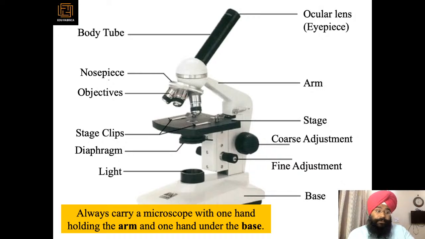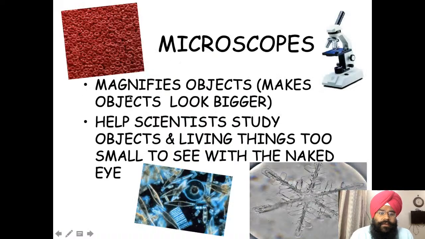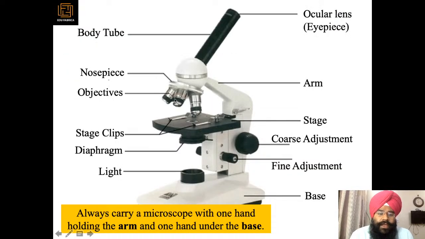So these are the parts. This is the body tube on the top, and you have the ocular on the top of it. You have a nose piece, the objective lens, then stage clips, the diaphragm at the bottom, then a light at the bottom. Then fine adjustment, coarse adjustment, the stage, the arm, and the base. Always carry the microscope with one hand on top and the other hand on the bottom, so that it's on the safe side.